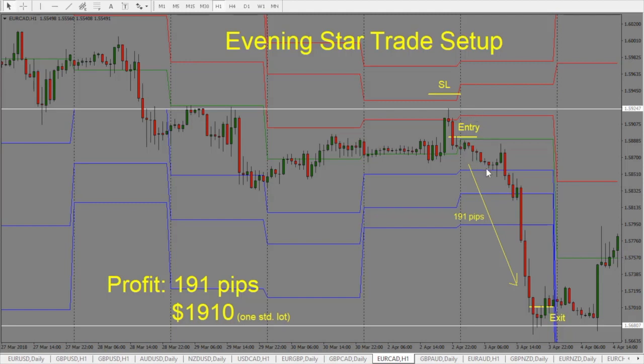And we stay with the trade as the price is dropping. And once we come into this bottom support and resistance area, we see that price is not able to break the low for 3 hours. This is time to exit the trade. From entry to exit here, we have 191 pips in the trade. So our profit is 191 pips or $1,910 if trading 1 standard lot.